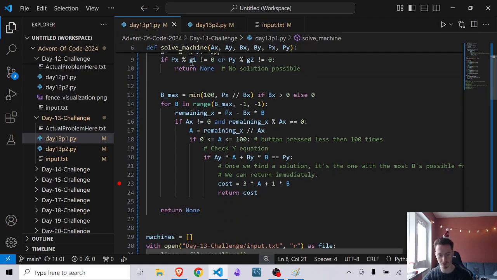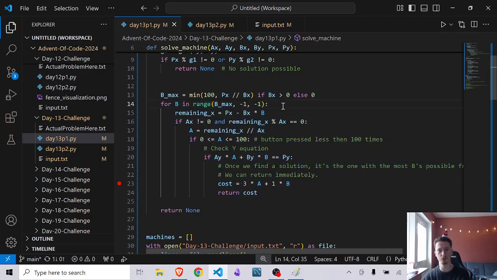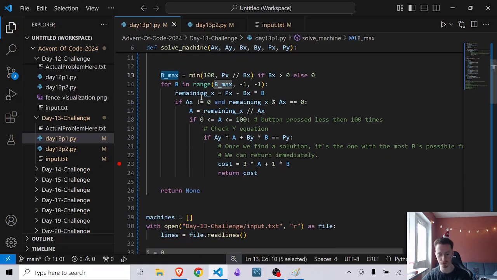And if this is still possible, then what we do is we iterate through B. But as I've said, it's most efficient to try to take as many B's as possible and then slowly remove them and add A's until we find a perfect fit. But we don't want to just iterate until we don't know how much. We just want to iterate through how many times B fits inside of Px. So if B of x is 10 and P of x is 100, then it's going to just fit 10 times. So we don't have to iterate more than that. And that's what I put in the range function. So it's going to iterate through this. It's going to iterate backwards. So if the number is 100, it's going to go -1, -1, -1.